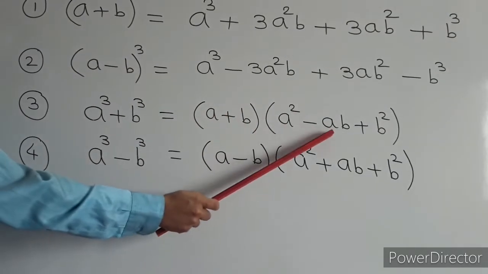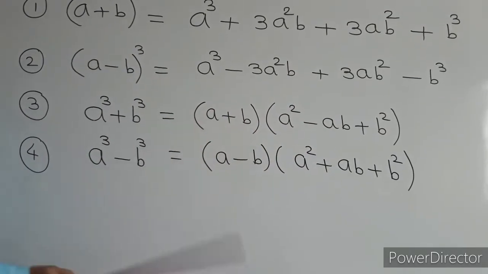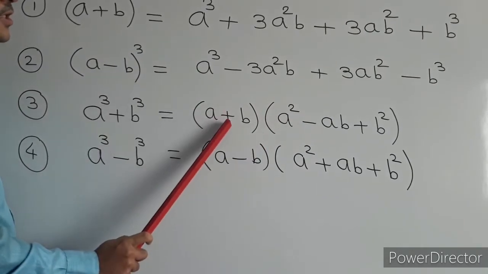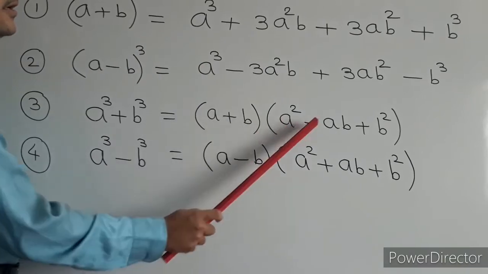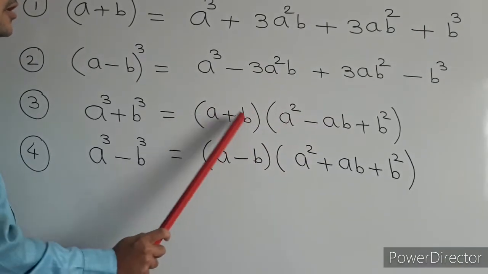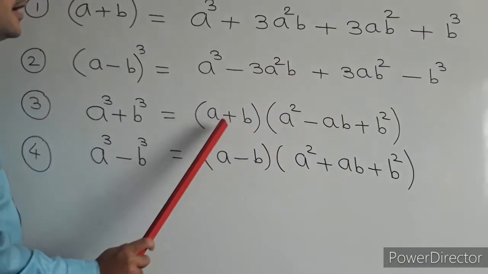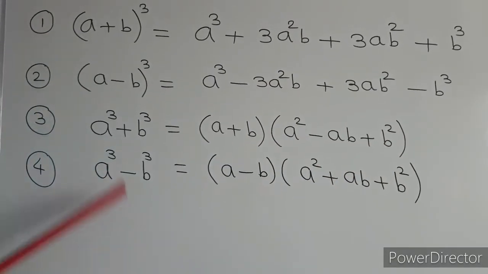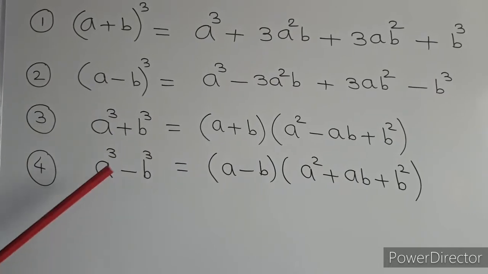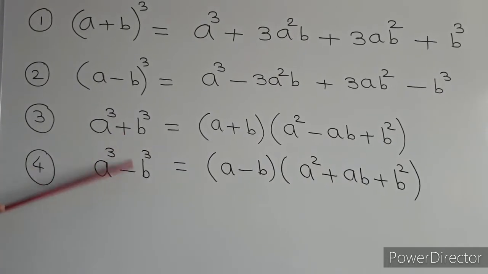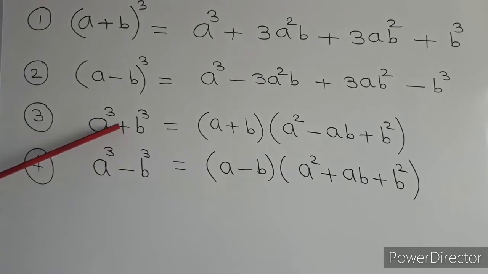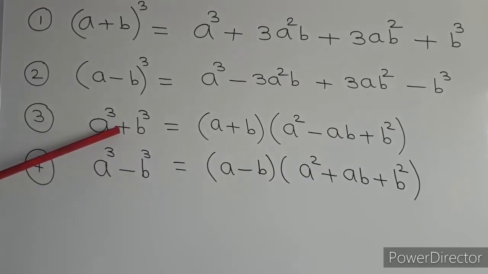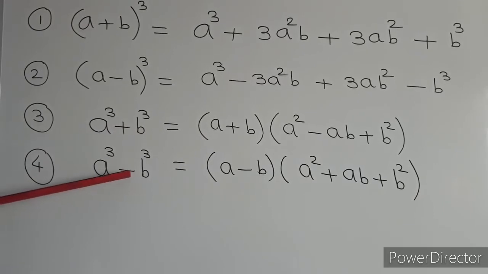Then the second bracket is written from the first bracket. How? Whatever is here, make the square here. The sign here is plus, so write minus here. Take the product of these two terms and then the second term square. So this is the third formula for factorization. See the difference between these two formulae: this is called the sum of two cubes, and this is the difference of two cubes.